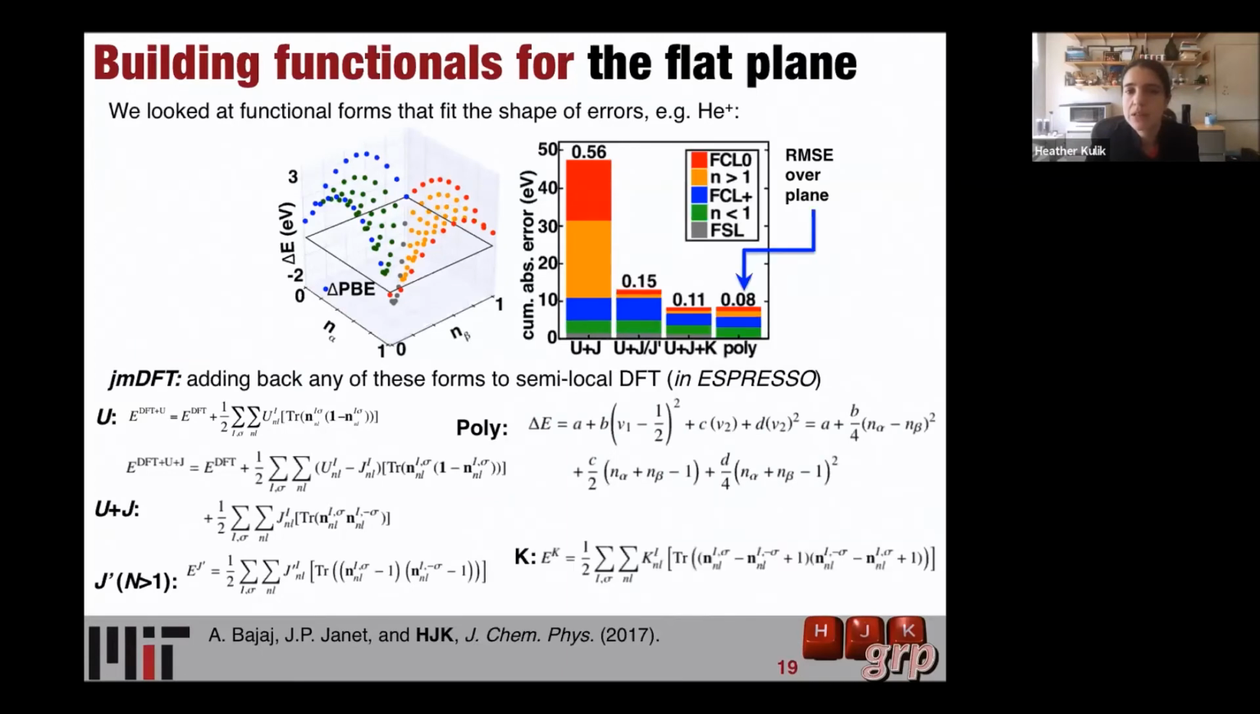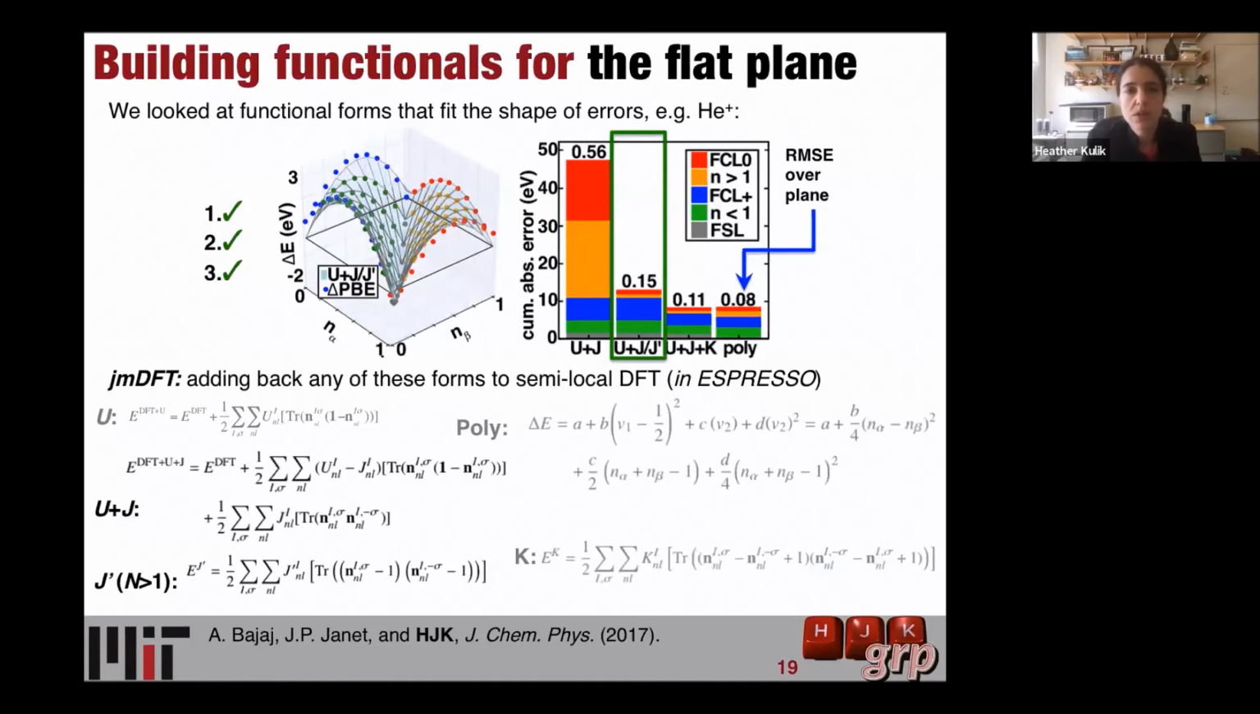But we looked at other ways of doing this. We added other terms, and it turns out that once you start to add a little more flexibility to your functional form, and we call the one that we went with U, J, and J prime, it just adjusts the definition of J depending on which part of the flat plane you're on, you can actually eliminate almost all the errors in here. And this is dramatically reduced with respect to PBE. But you cannot do that with just a standard U and J alone.